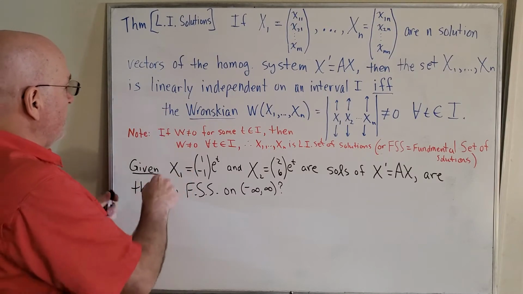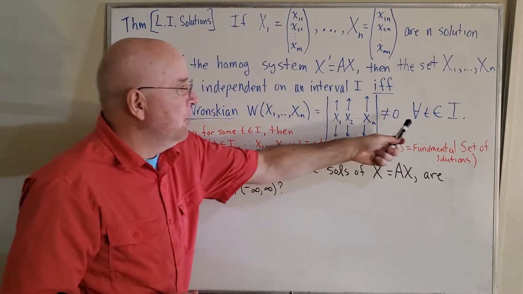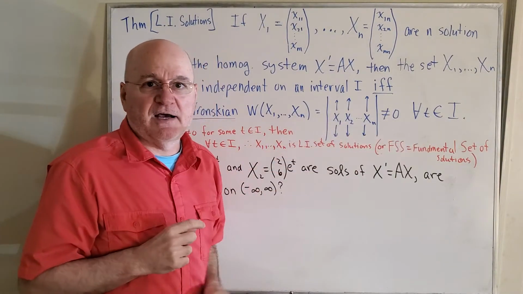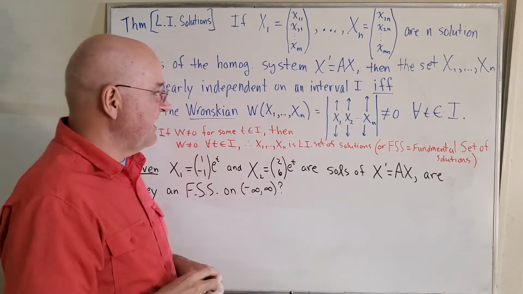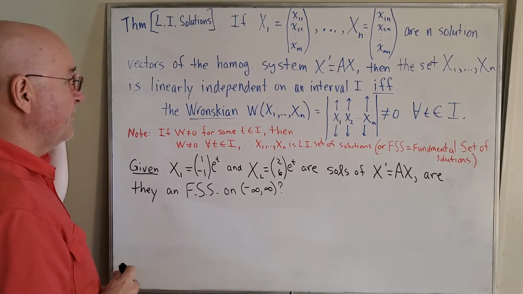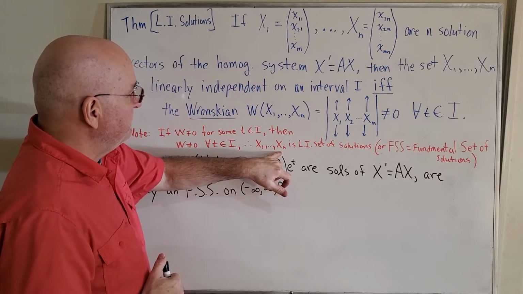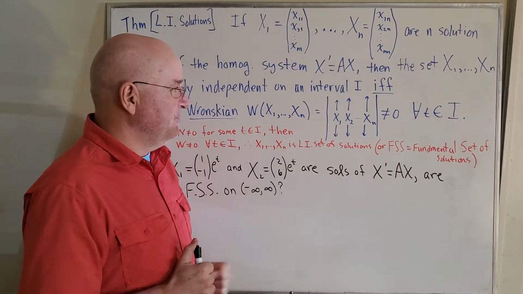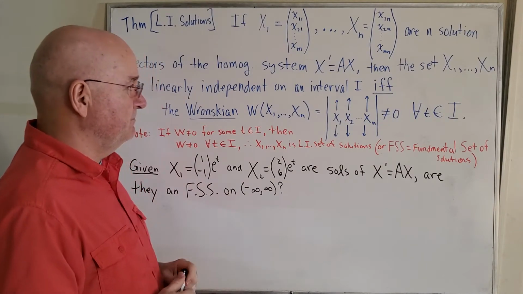Okay, and just as a note, if the Wronskian is not equal to 0 for one specific value of t in the interval I, then it will not be 0 for any of them in that entire interval. And that would make x1 through xn a linearly independent set of solutions, which we frequently refer to as an FSS, a fundamental set of solutions.